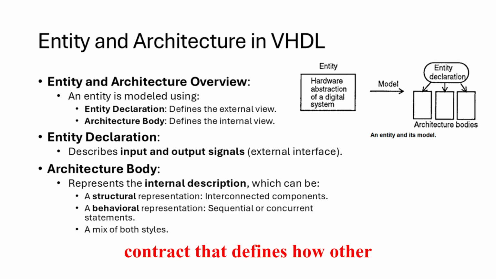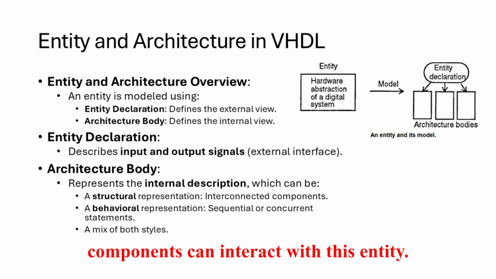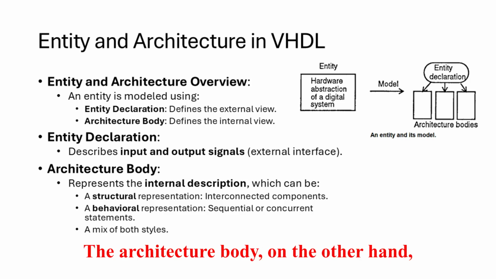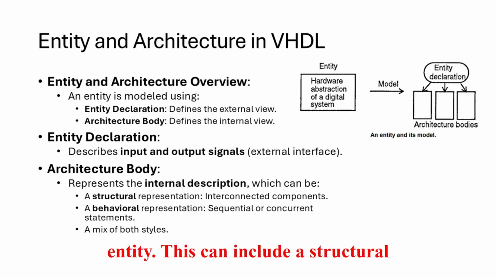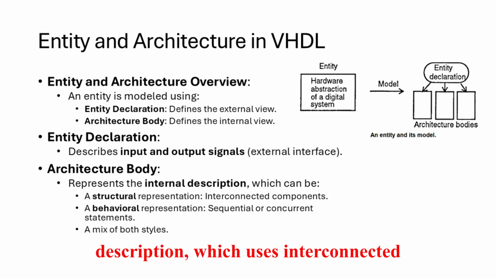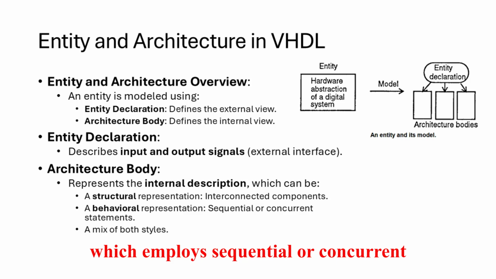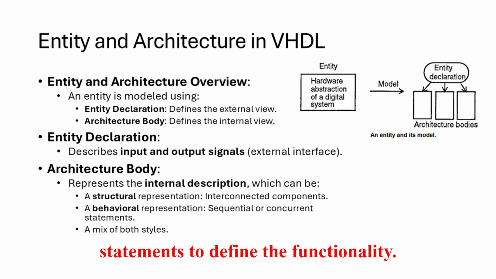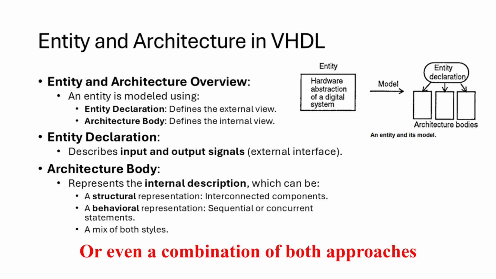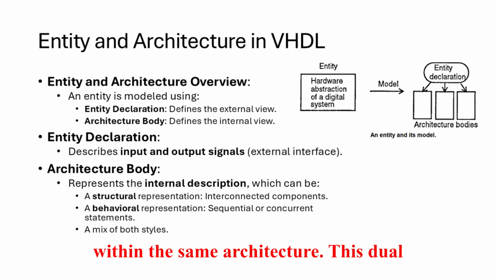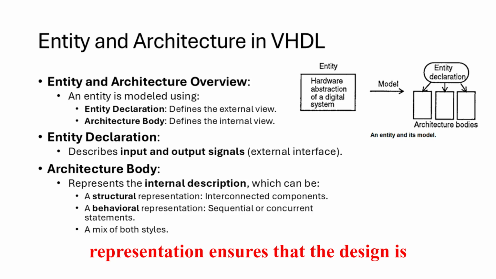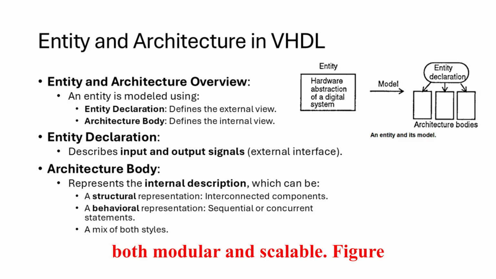It acts like a contract that defines how other components can interact with this entity. The architecture body, on the other hand, defines the internal workings of the entity. This can include a structural description, which uses interconnected components to model the internal structure, a behavioral description, which employs sequential or concurrent statements to define the functionality, or even a combination of both approaches within the same architecture. This dual representation ensures that the design is both modular and scalable.